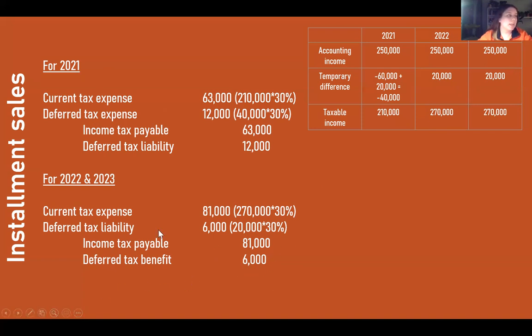And then in 2023, it's going to be the same transaction. So you see that at the end of 2023, 6,000 plus another 6,000, your liability is going to net out. It's going to be at zero. So the entire effect of the installment sale is going to be canceled. Not canceled, but reversed.